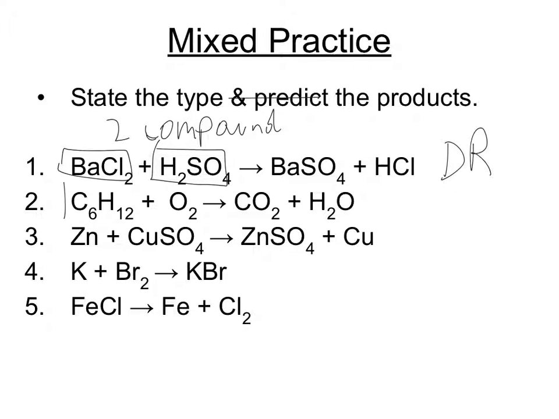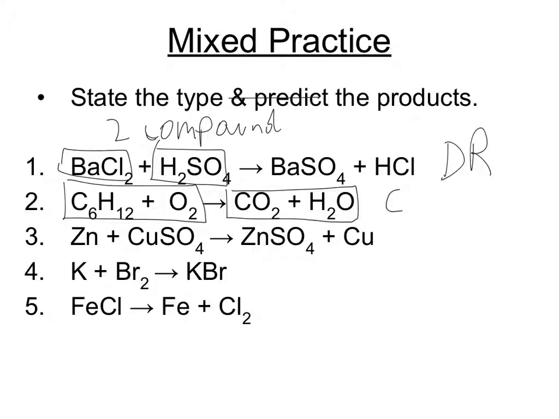Then on this next one, we have a compound and an element reacting. Now, you might initially say, well, that's going to be a single replacement. But remember, this is a carbon and hydrogen compound reacting with oxygen, an element. Also you'll notice the products are carbon dioxide and water. This is a giveaway of a combustion reaction. So I'm going to write C for combustion.